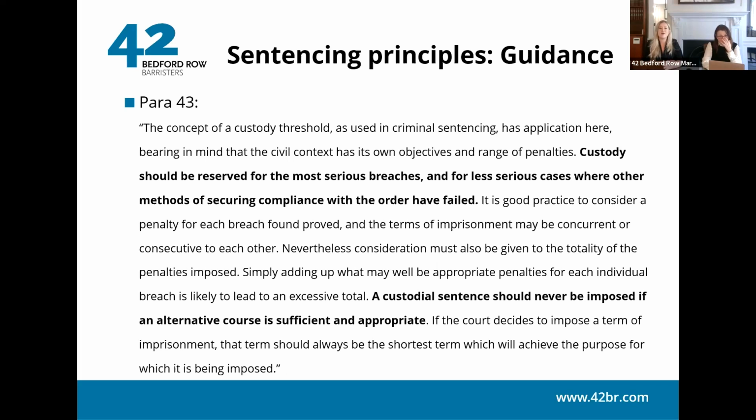I've set out paragraph 43 of the judgment in full on the screen, and I would urge you all just to pause the clip and have a read of that, because certainly in my view, it's the most important part of the judgment. But I will just read the sections in bold, because again, they really go to the purpose of the legislation, or purpose of the sentencing guidelines, the fact that custody should be reserved for the most serious breaches and for less serious cases where other methods of securing compliance with the order have failed.